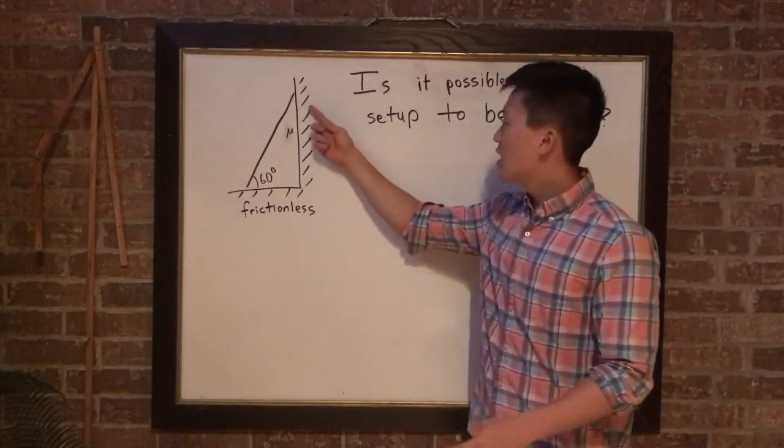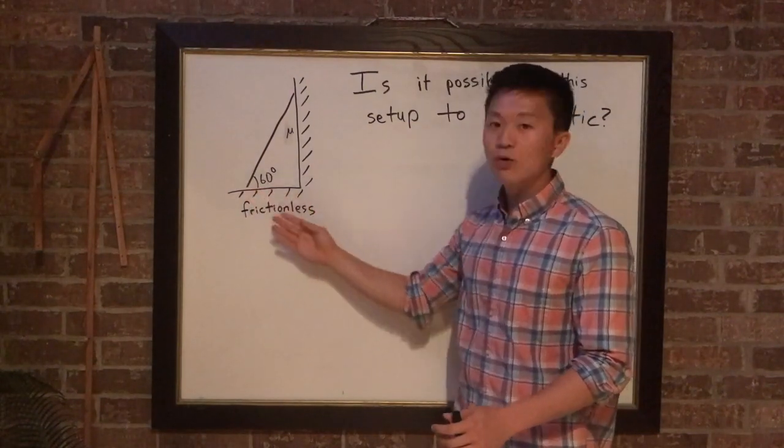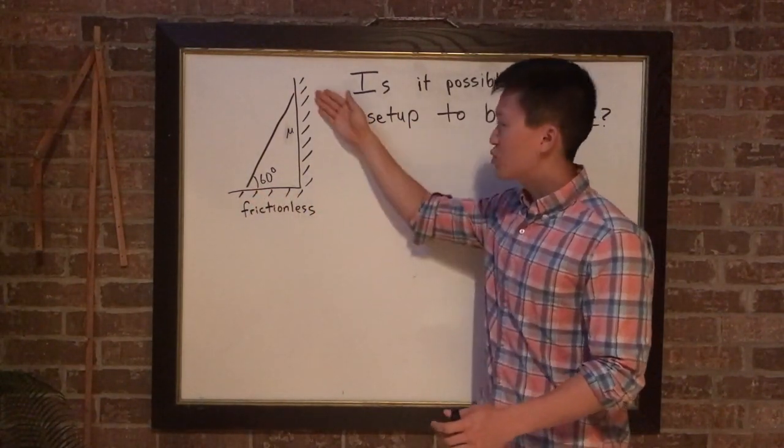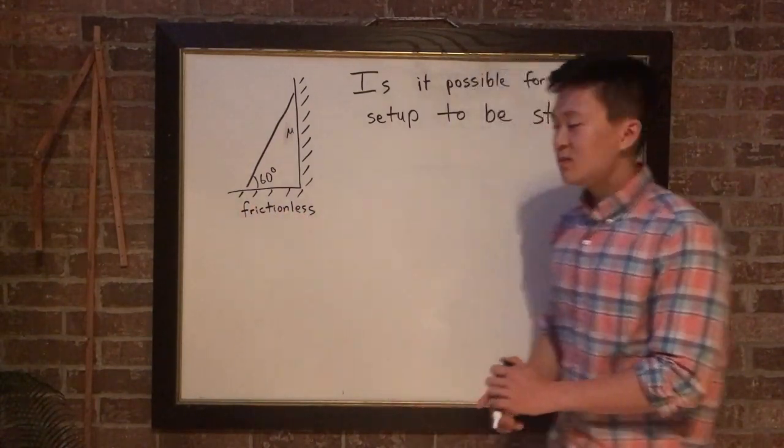So what you see here is a ladder leaning against a vertical wall at a 60-degree angle. There's friction between the wall and the ladder, but the floor is frictionless.